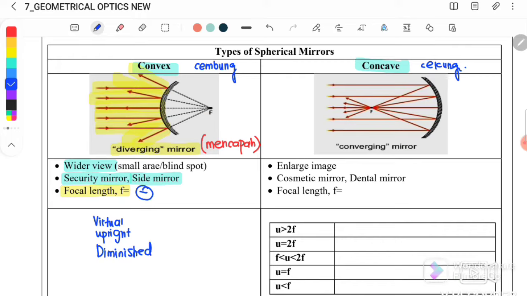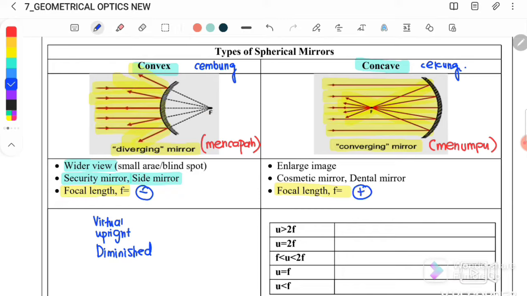However, for concave, if you observe the rays here, after the incident ray is reflected, it will focus on one point, at the focal point. All the reflected rays focus on one point. Therefore we call it a converging mirror, menumpu. That's why we call it a converging mirror. So the focal length here we always assume is positive because it's a converging mirror.